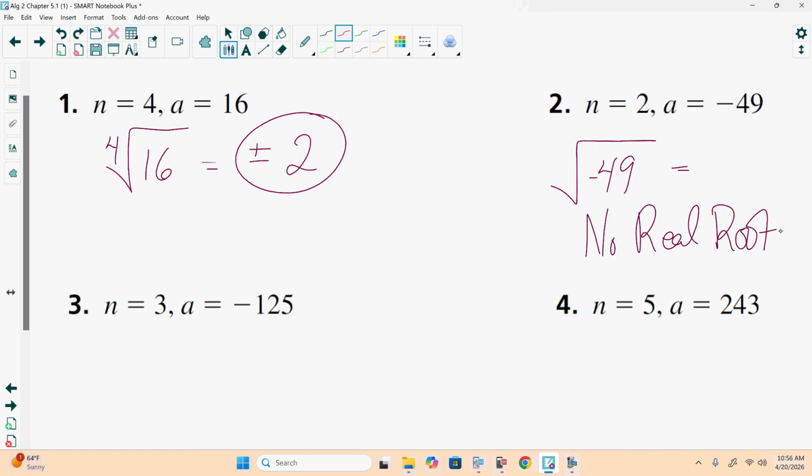Now, if we were actually just trying to find the square root of negative 49, it would be plus or minus 7i. But because it specifically wants real roots, there aren't any real roots, because 7i and negative 7i are complex. They're not irrational, they're just complex, non-real solutions. Because we have an even index and the number inside is negative, we have no real roots. It's specifically asking for the real roots.